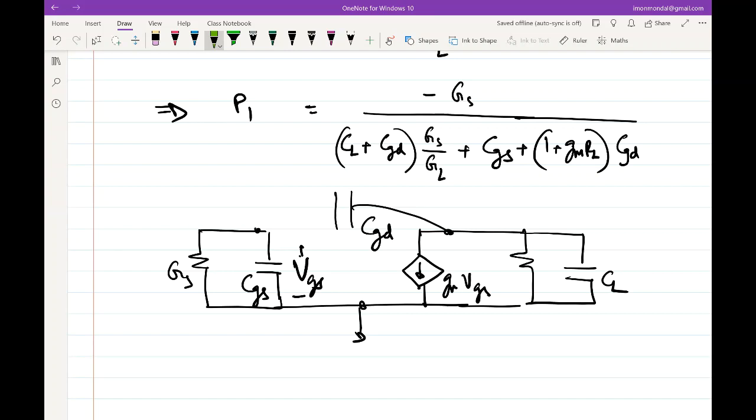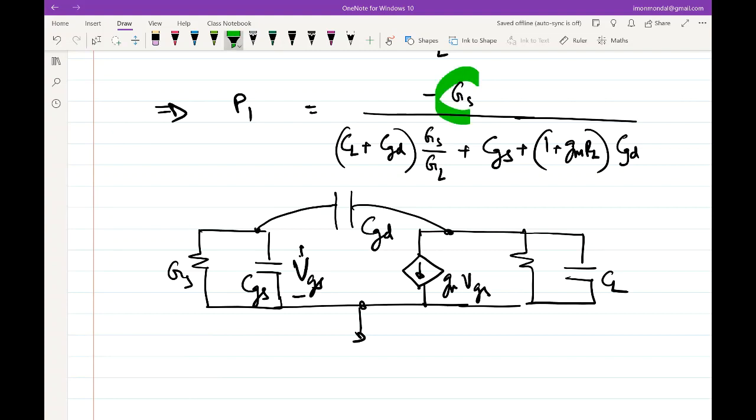GS upon CGS, right? So if this CGD wouldn't have been there, I would have gotten the pole at minus GS by CGS. Conductance is GS, capacitance CGS, right? So now this is not the case. In our case, we have this. However, the conductance associated with that node is still GS, right? So that's good.